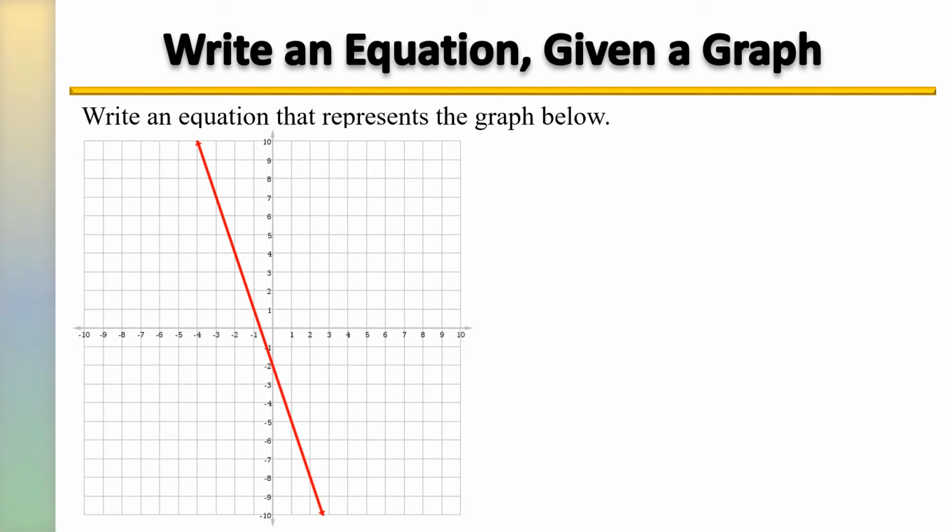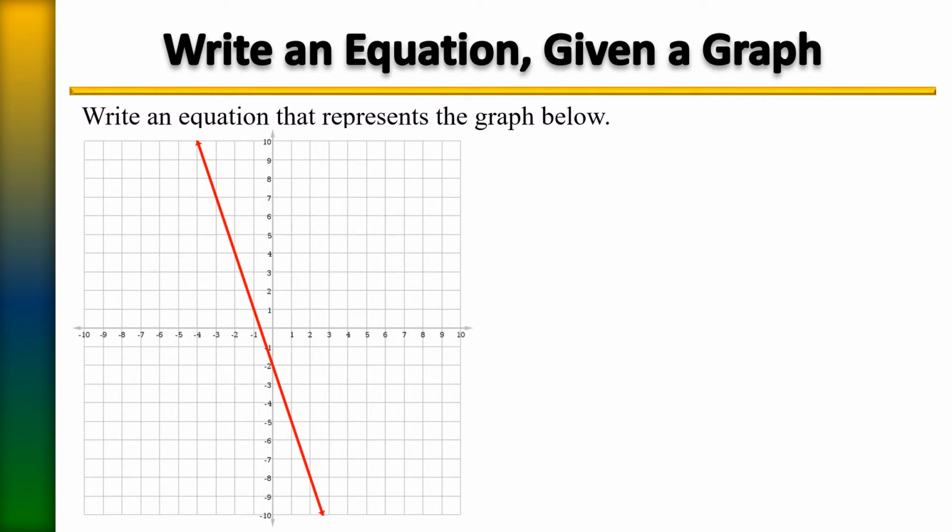In this example, we're asked to write an equation that represents the graph below. Now we can use two different methods to solve this. With the first method, you can use the rise over the run. In other words, find one point on the graph and then rise and run to another point on the graph so that you can find your slope.